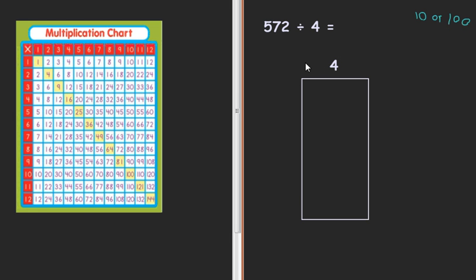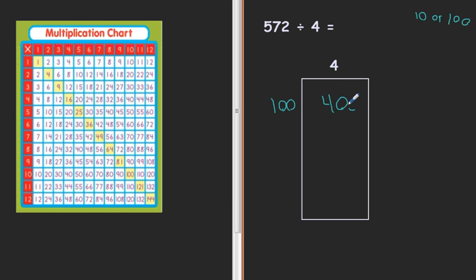So with this one, we're going to go back to where we think about 10 or 100. So I can think, 4 times 10, would that give me a number that's closer, or 4 times 100? And I know 4 times 100 is going to be closer, so I'm going to start out with 4 times 100. So I'm going to put 100 over here to the side. So 4 times 100 is 400.